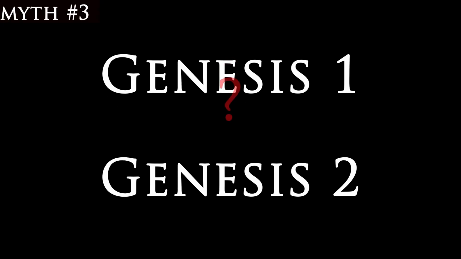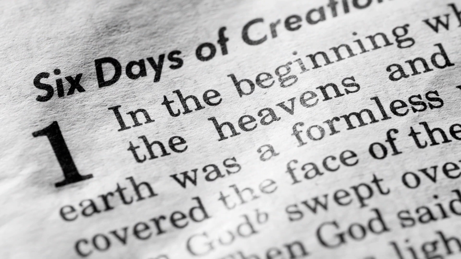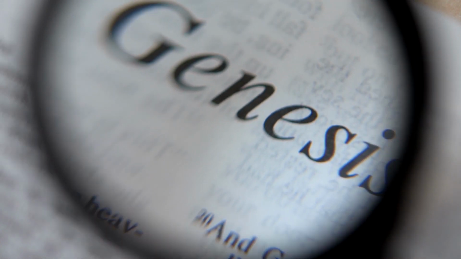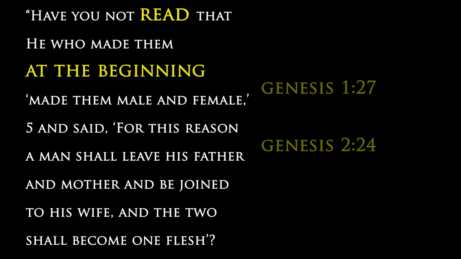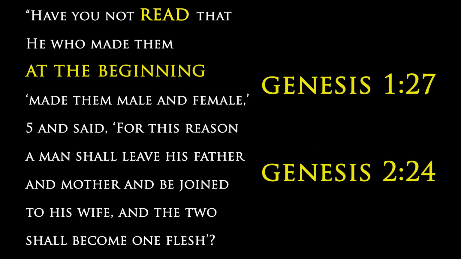Myth number 3 is Genesis 1 and 2 provide two different accounts of creation. At first blush, this may seem to be the case, but taking a careful look reveals something different. First, both of these chapters are inspired and historical. At least Jesus believed so when he quoted from both Genesis 1 and 2 in Matthew 19.